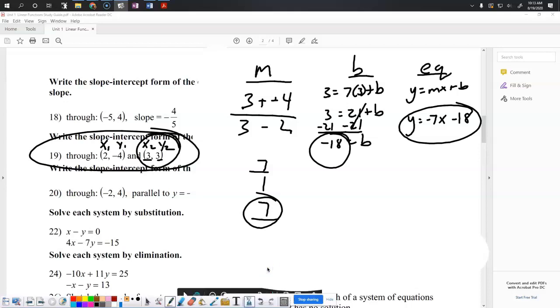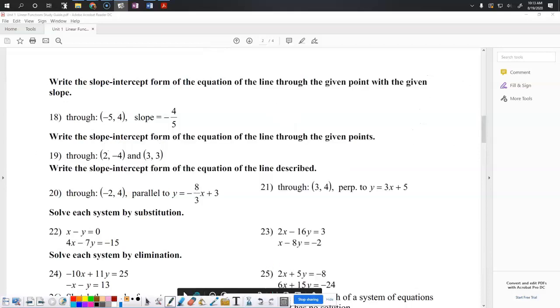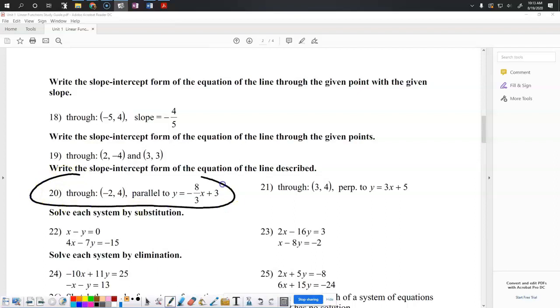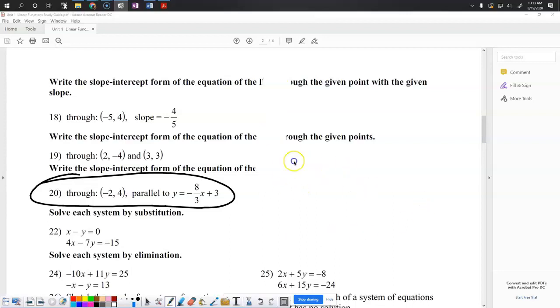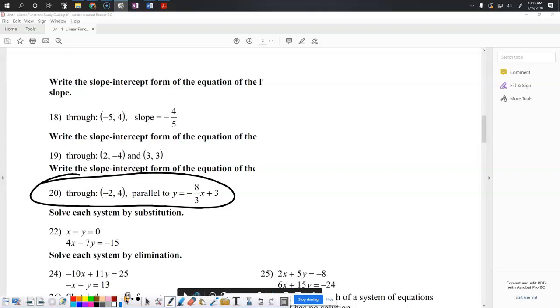All right, let's go ahead and take a look at number 20. So on number 20, they want us to find another equation. Once again, we're going to go through the same process as we did with the last few problems. We're going to need a slope, a y-intercept, and then we can write our equation. Now, here's what's different, though, about this one. They give you the slope, but they kind of give it to you in a low-key way.